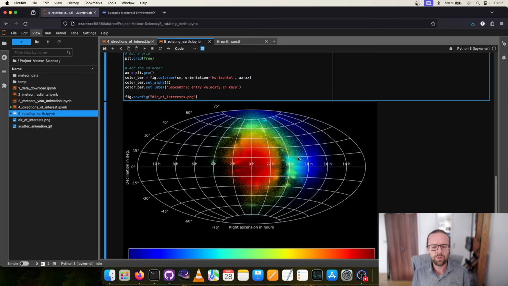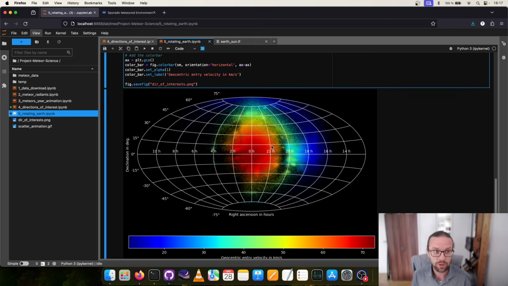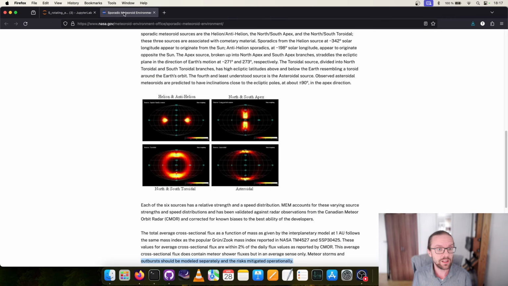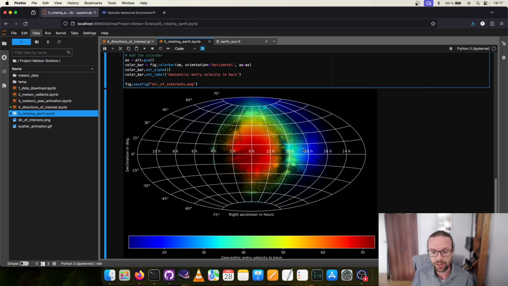So how does it look like? What are the sporadic sources? And for this, we can switch now to a source from NASA, which is shown here. The plot, unfortunately, is a little bit low resolution, but I think you will get the gist. Now, NASA says that there are in total 4 different sporadic regions. The first one is the Helian anti-Helian direction. So in our case, it is this direction here, the anti-Helian direction.